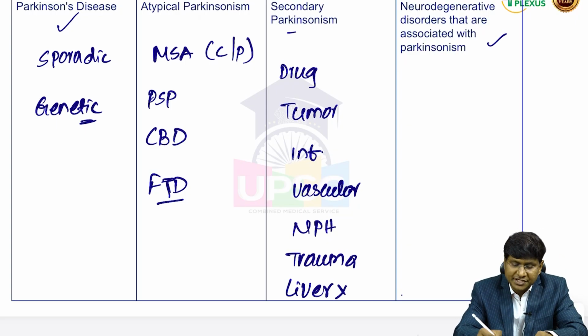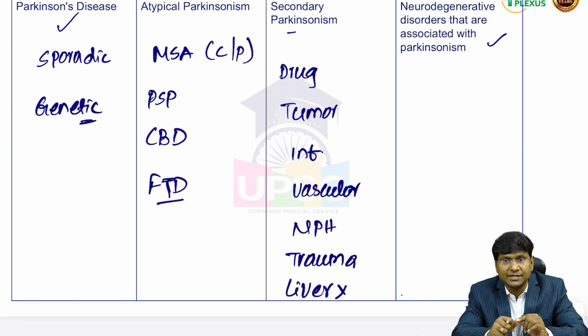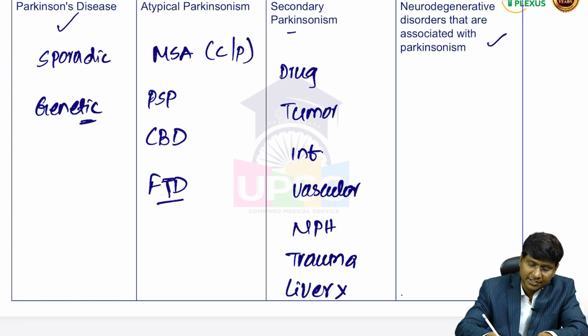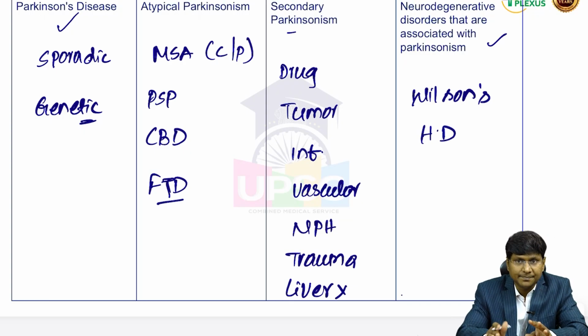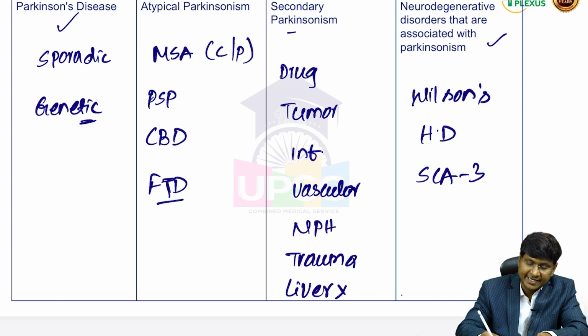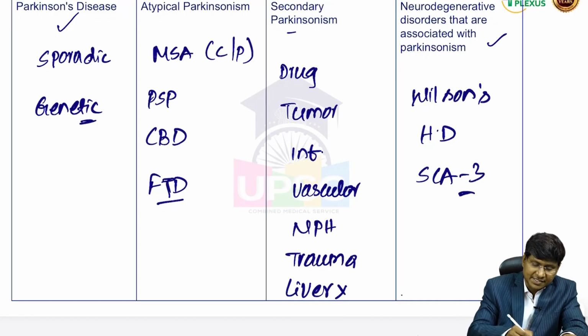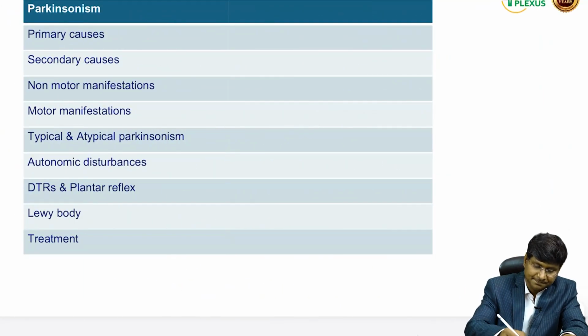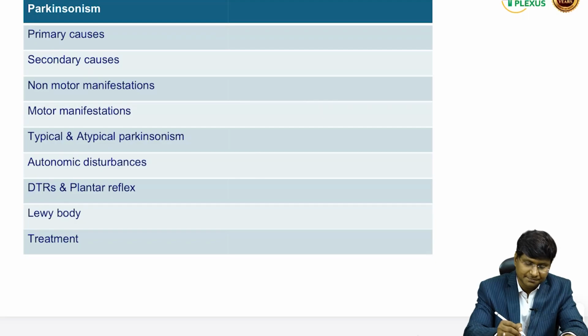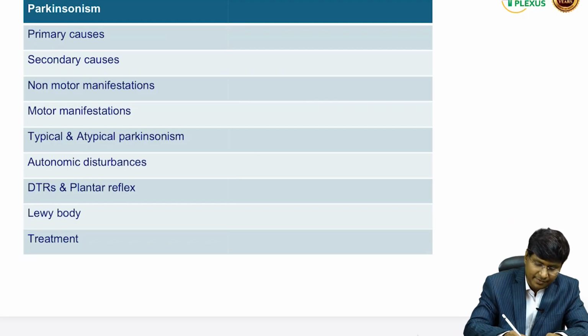Then we have neurodegenerative disorders that are associated with Parkinsonism, and these include Wilson's disease, then Huntington's disease or Huntington's chorea, then spinocerebellar ataxia, mainly type 3. So these are the neurodegenerative disorders that are associated with Parkinsonism. So these are various differential diagnoses of Parkinsonism, and let me discuss this Parkinsonism in detail. Parkinsonism is the second most common neurodegenerative disorder.